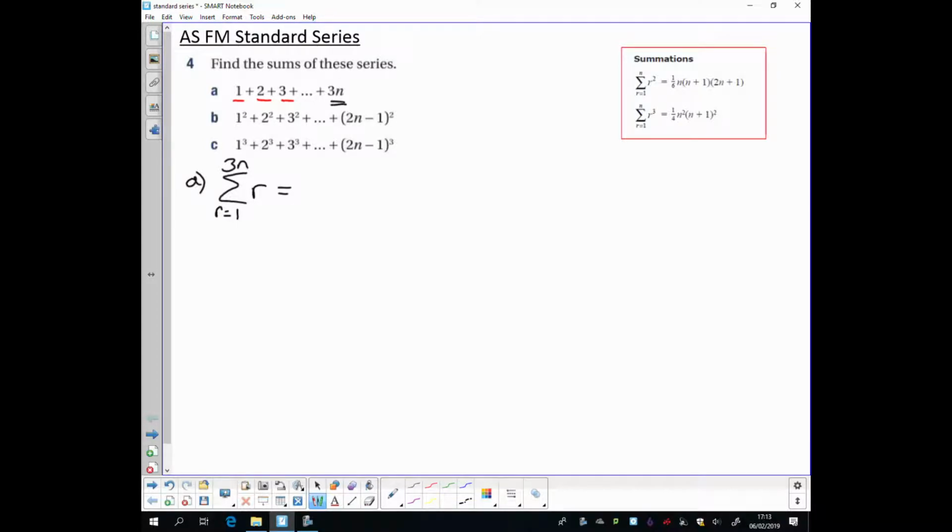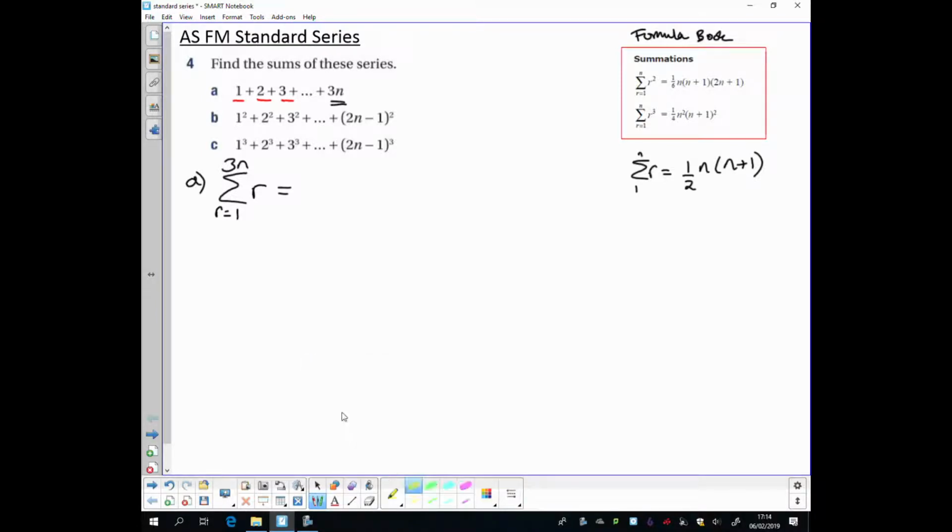Now in order to find the sum, there are some helpful formulae in your formula book, but the sum of r isn't there. This is one you have to learn. So the sum of r from 1 to n is a half n times n plus 1. So that's the formula. And you can see here we haven't got n.